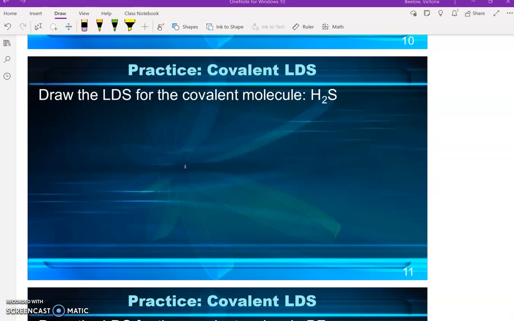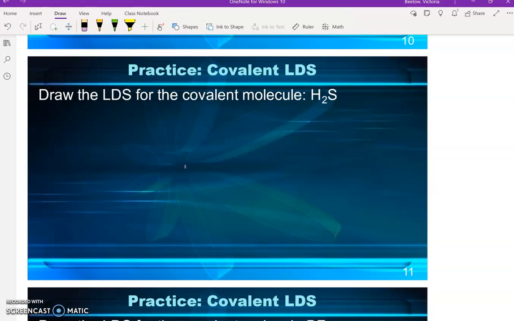In this video, I'm going to go over how to draw the covalent Lewis dot structure for H2S, which is hydrogen sulfide. You're going to begin by drawing out each element that is in the compound along with its valence electrons. So we have 2 hydrogens and 1 sulfur.